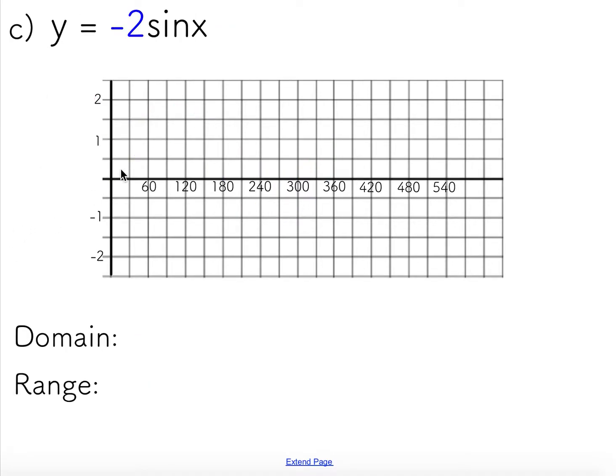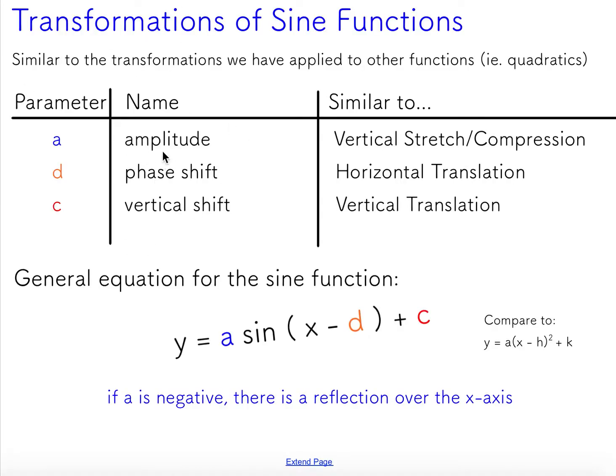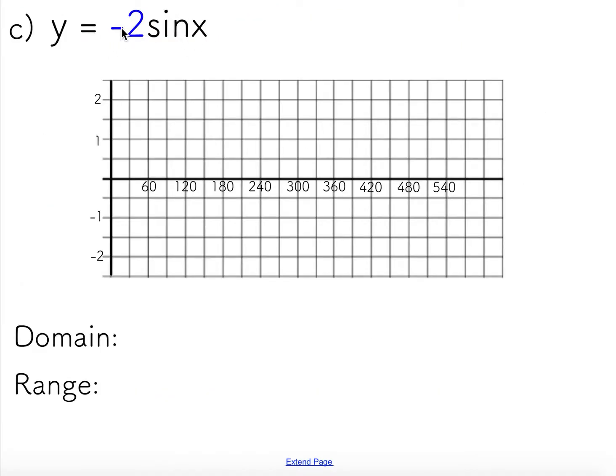All right, so last one. This guy here is, if you think back to the list of parameters, I've got what's called an amplitude of 2, which is similar to the vertical stretch or compression. I've also got a reflection here. So I'll show you how to do this one.